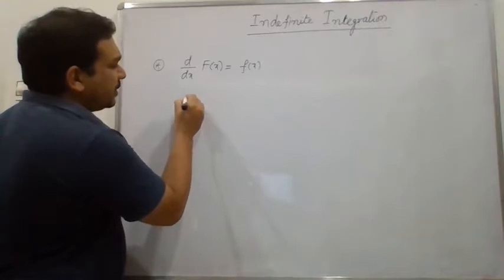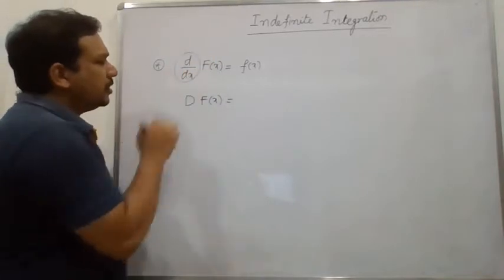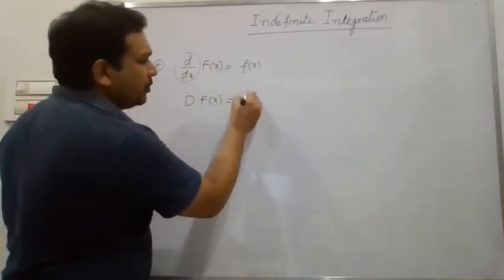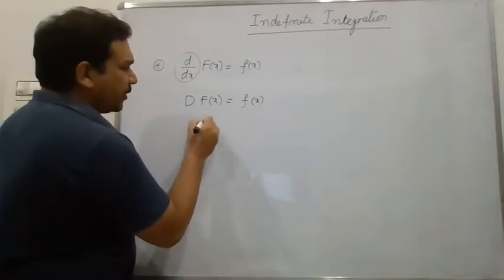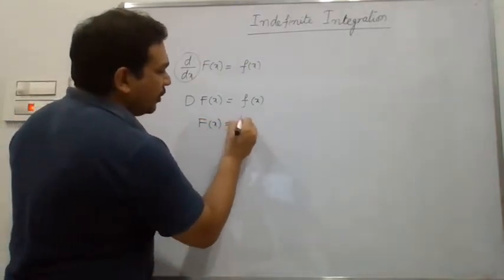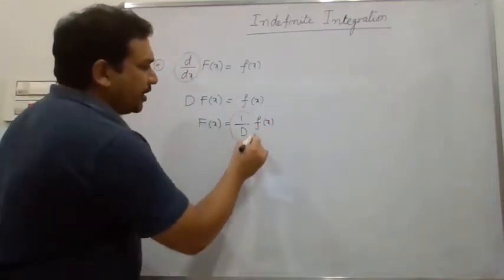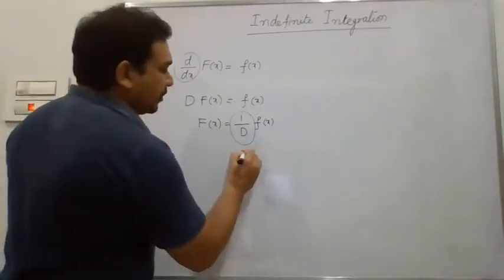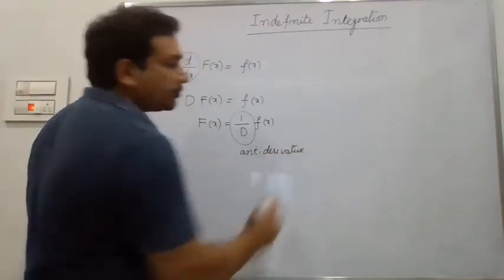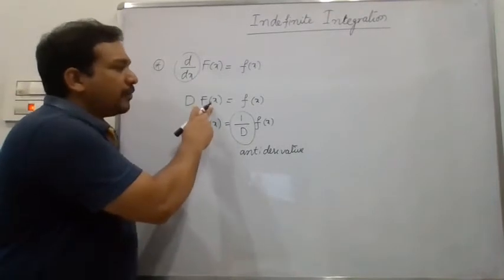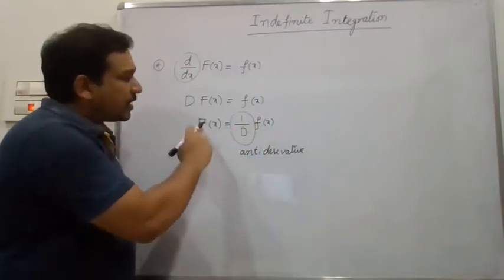Means if I write d by dx of capital F of x, it is a derivative, no? So derivative of capital F of x is equal to small f of x. Now I'll bring this derivative to the right side. Then capital F of x is equal to 1 by derivative of small f of x. So this 1 by derivative is called the antiderivative. Antiderivative means if you differentiate the capital F of x function, then you will get small f of x. Or if you antidifferentiate the small f of x, then you will get the answer capital F of x.